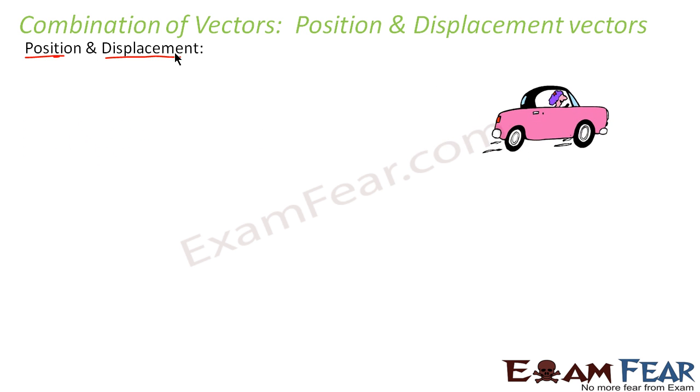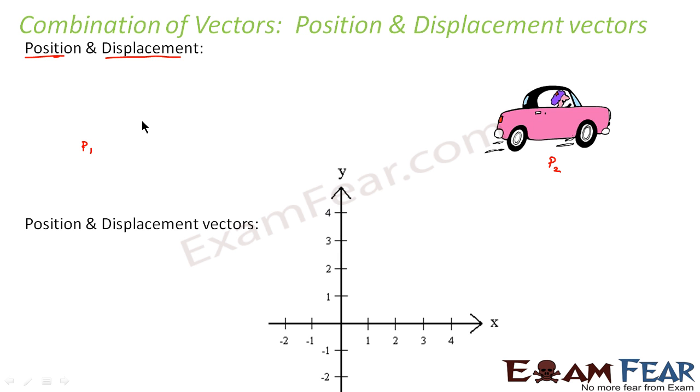Let us suppose this is a car which is moving. Let us say it moved from an initial position, say P1, and the final position is some P2. So the car moved from P1 to P2. Now we will see how we represent its position and its displacement in terms of vectors, because displacement is a vector quantity, right? We'll look at it graphically.